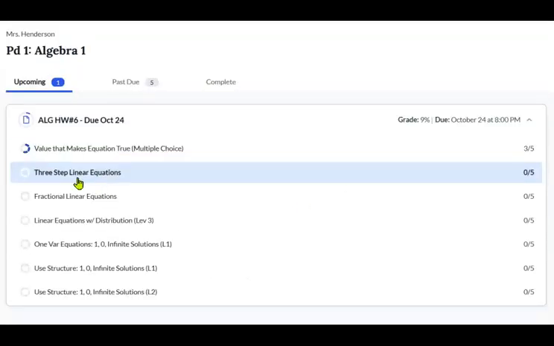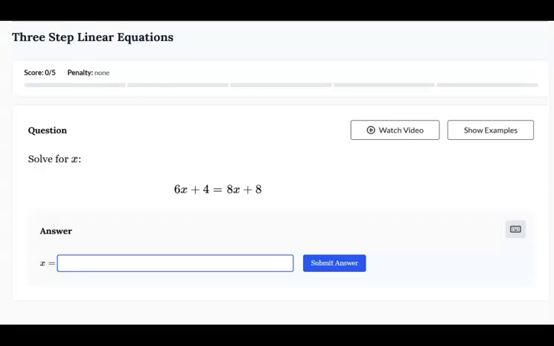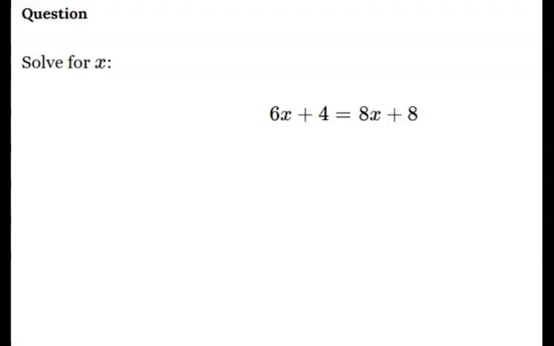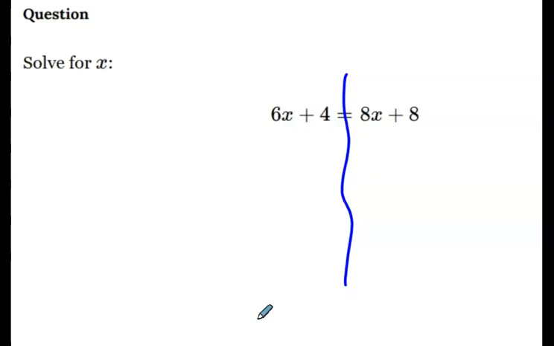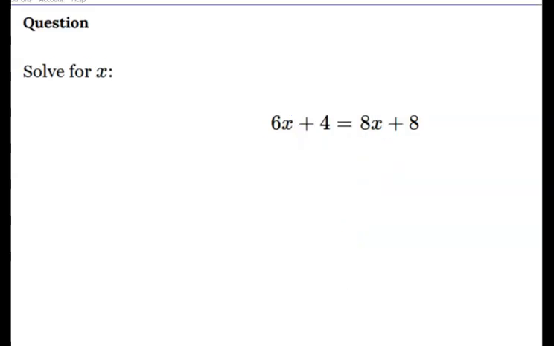The next topic is solving a 3-step linear equation. Here you have no multiple choice options, and you'll type your answer in this field. When you're solving a multi-step equation, remember that you can only combine like terms if they're on the same side. You'll notice that 6x and 8x are not on the same side of the equal sign. Therefore, they cannot be combined yet.